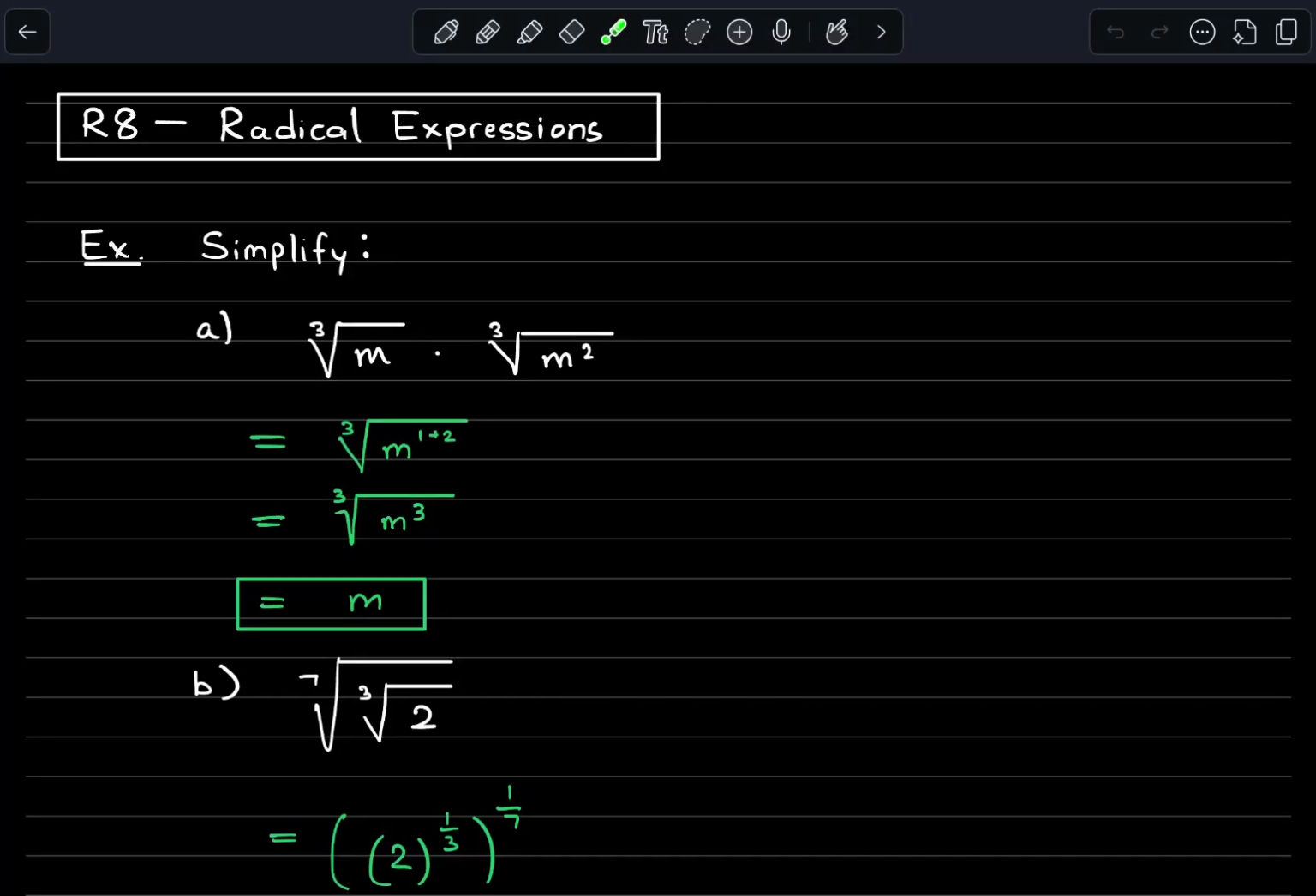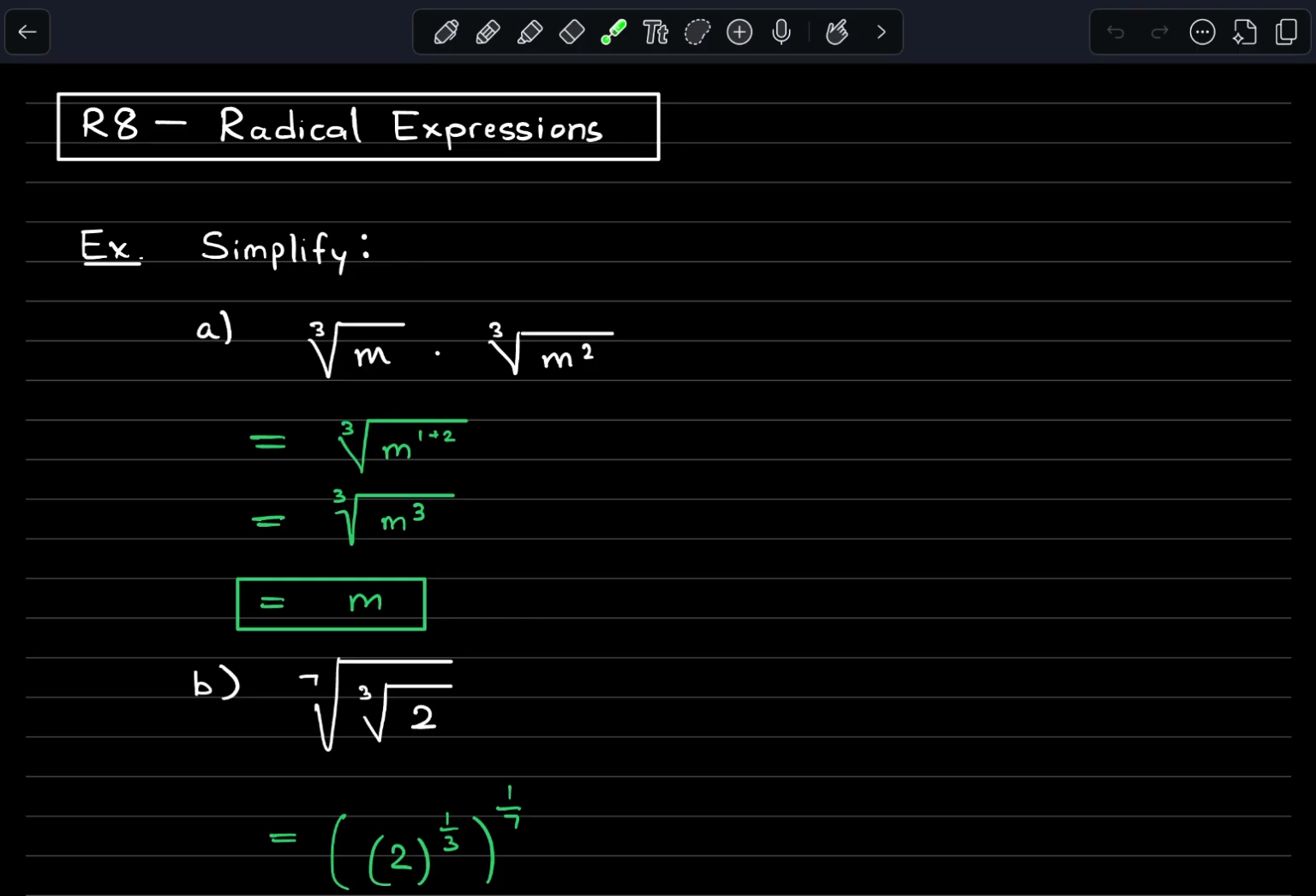All right, welcome back. So now we are on R8. This is radical expressions. So this is our last topic from the R chapter, the review chapter. Okay, so first of all, we're going to talk about simplifying radical expressions.